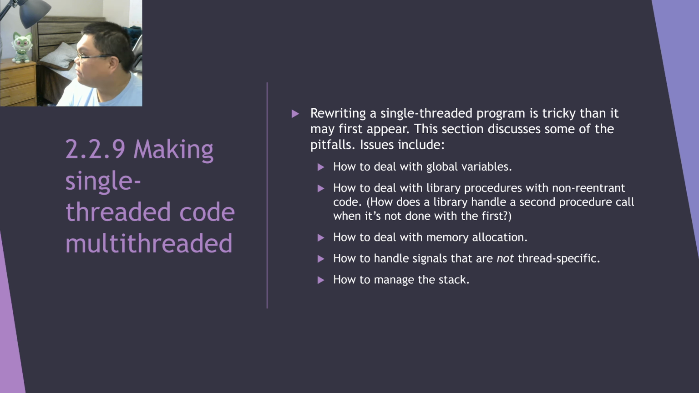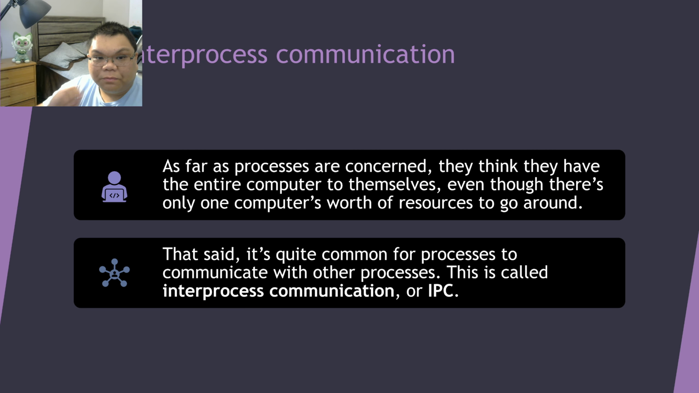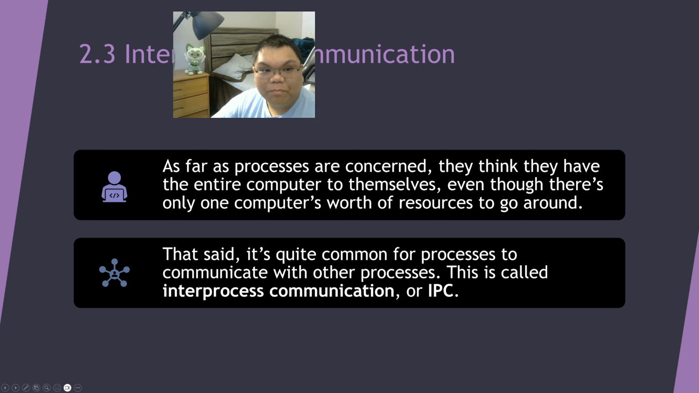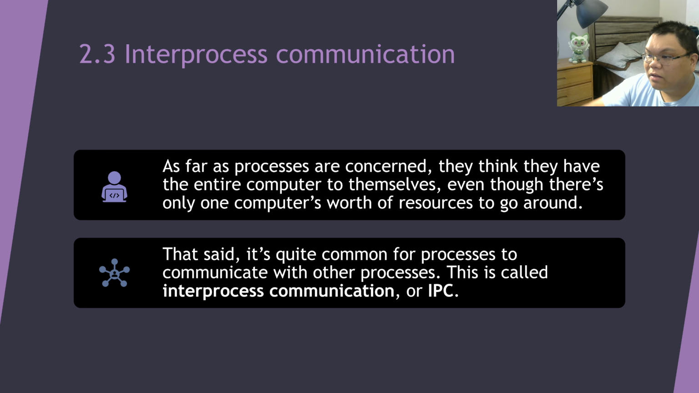You can read that on your own, but for now I would like to continue on with something called inter-process communication. So we kind of looked at that already. When you have a distributed system that is a network of connected computers, processes may send things to other processes. Though, as far as the process is concerned, it thinks it has the whole computer's worth of resources to itself, even though there's only one computer's worth of resources to go around. However, it is quite common for processes to communicate with one another, and that is called inter-process communication. That's where, for example, processes send messages to other processes, possibly to another process on a different computer.